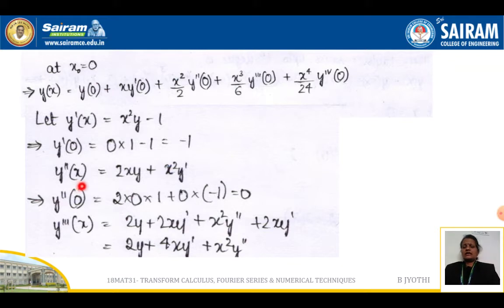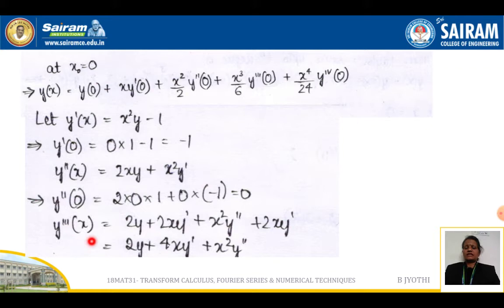Next, let us differentiate this y dash of x, which gives us 2xy plus x square y dash. Therefore, y double dash of 0, on substituting x as 0 and y as 1 and y dash as minus 1, we get 0 because x is multiplied in both the terms.